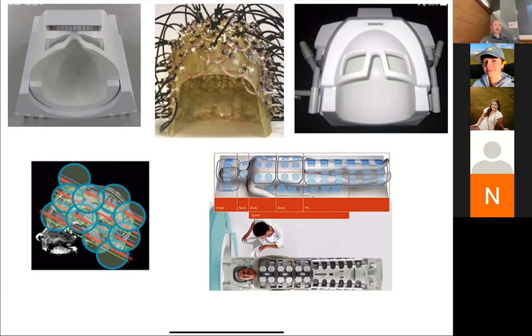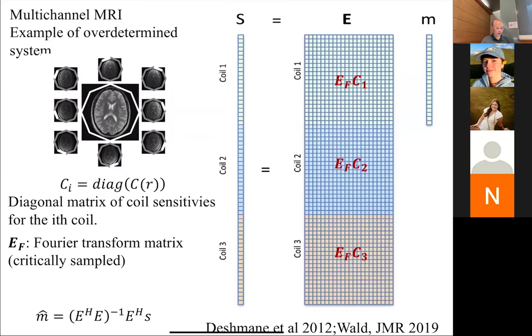And then very quickly, within about 5 years of that original paper, people started realizing, oh, I can actually use the fact that I have multiple coils to go faster and acquire my image much more quickly, okay? But let's do the first one, which is an example of an overdetermined system.